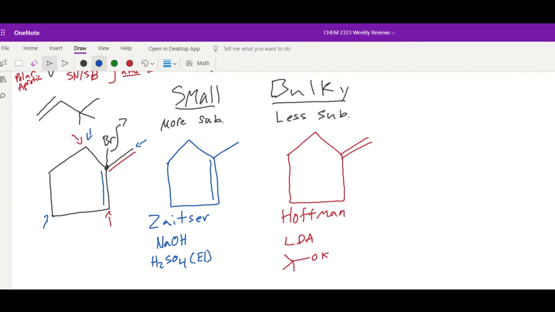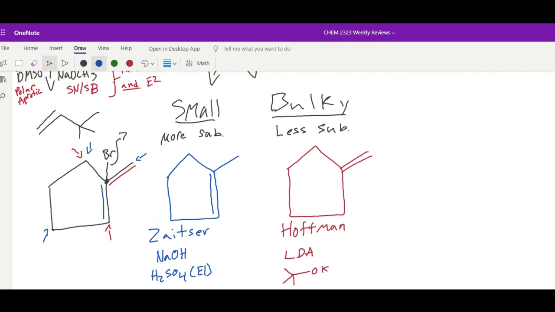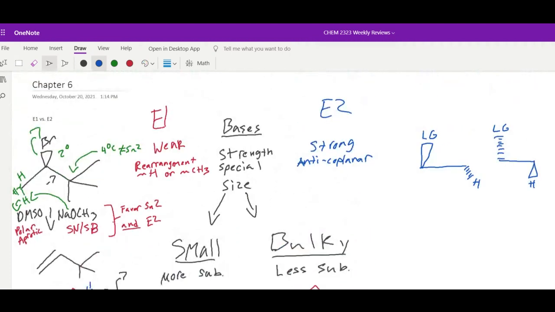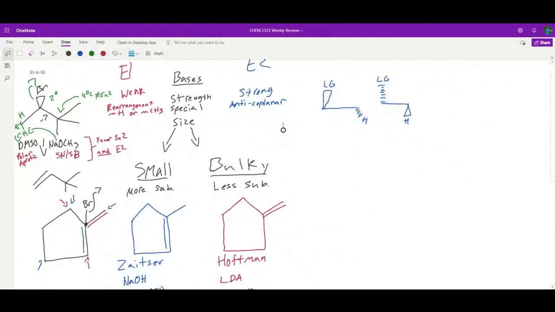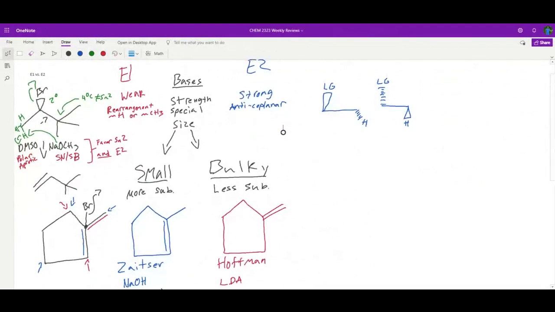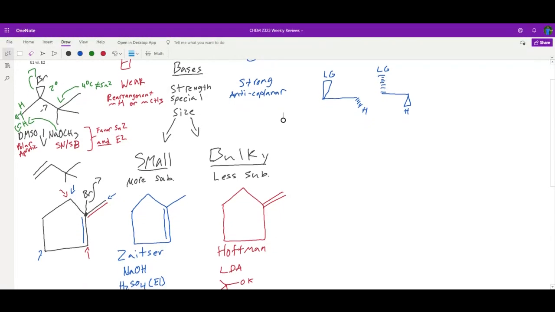But yeah, so that's the gist of small and bulky base, Zaitsev and Hofmann product. This is very important. I hope this made sense. And I'm going to scroll up to look at the rest of this. I don't know if I can scroll all the way. Let me see. Okay, so I think that's as far as I can scroll. If you guys wanted to take a picture or something. Okay.